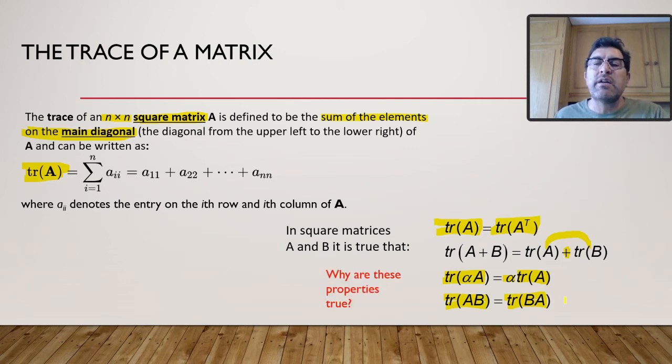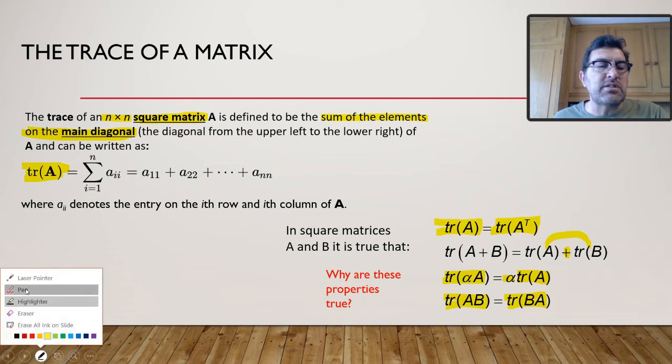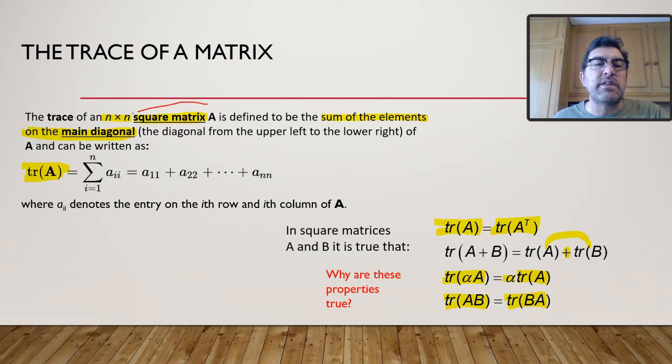Now why are these properties true? Folks, the key to that lies in the fact that we're working with a square matrix, number one. And number two, we're talking about the entries on the main diagonal of each of these matrices. Now if you add two matrices, whether you add them A plus B or B plus A, the entries on the diagonal are the same.